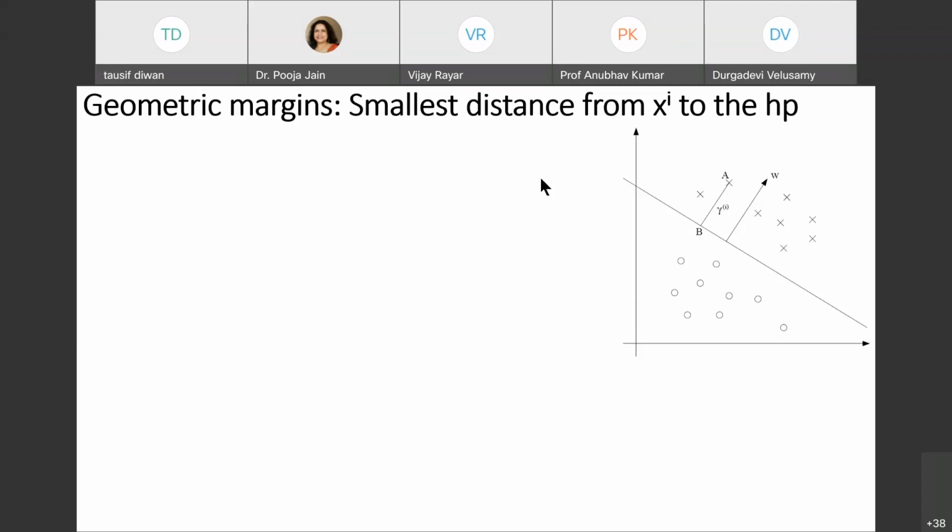Previously, in the functional margin, we were not calculating the actual distances. Here in the geometric margin, we will calculate the actual distances. Now see here.